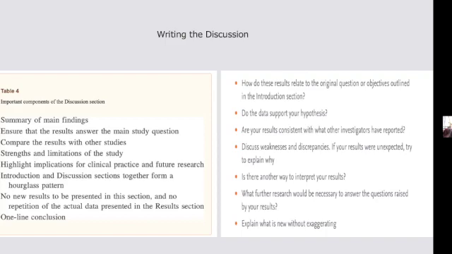Okay, so for table 4, this is your discussion section. We're already with the IMRAD. We're on the D. So here, you have to have a short summary of findings. By short, I'm talking about 1, maximum 2 paragraphs. You're not supposed to repeat what you've said in the results. You're supposed to have a summary of the results in 1 to 2 paragraphs. And then here, you're going to ensure that the results answer the main study question.